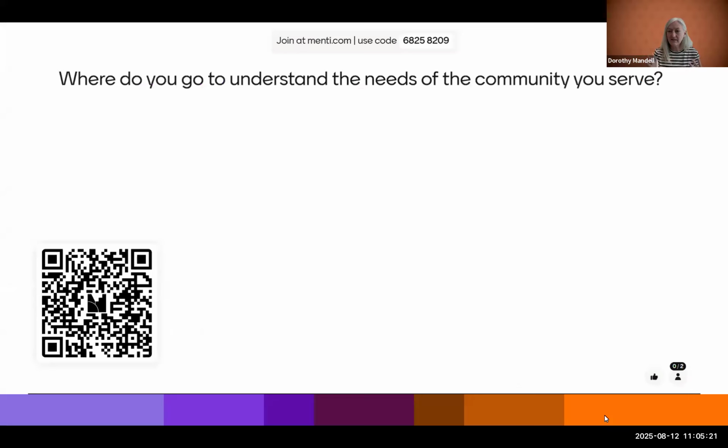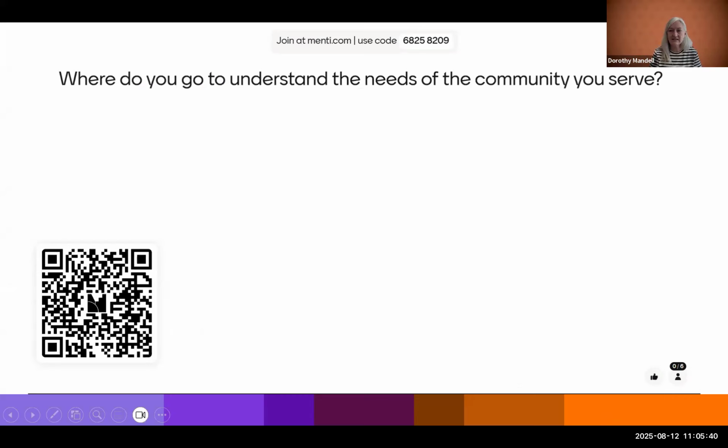We're going to start with a few questions. And the first question I have is, where do you go to understand the needs of your community served? And I know many of you are going to say the risk maps, but what else do you bring in, other things that you use to understand the needs of the communities that you serve?